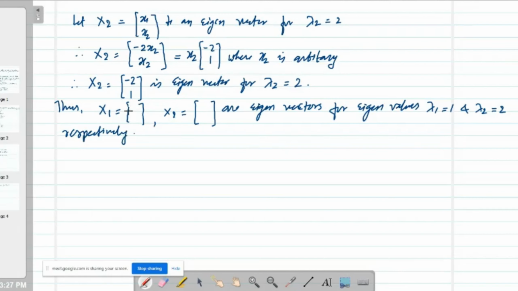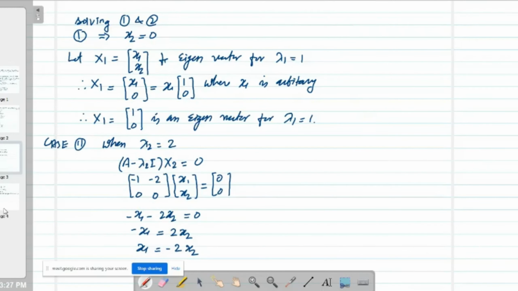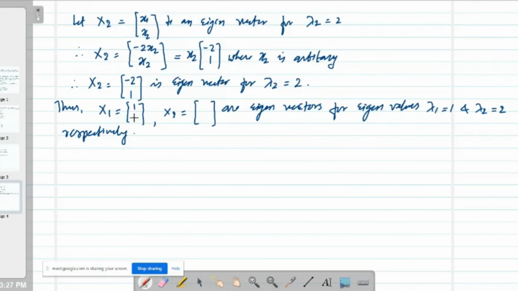Okay. So x1 is how much? How much do we obtain for x1? Tell me. 1, 0. x1 is (1, 0) and x2 is (-2, 1). So these are the eigenvectors corresponding to the eigenvalues lambda 1 equal to 1 and lambda 2 equal to 2.